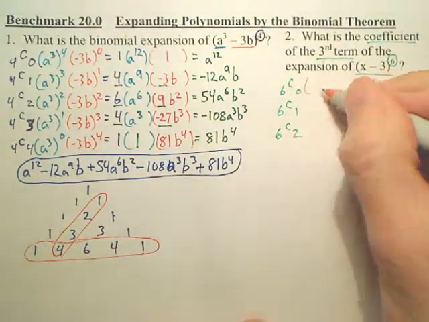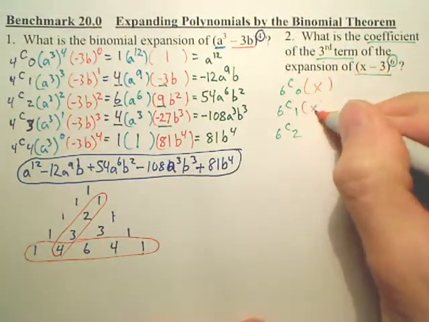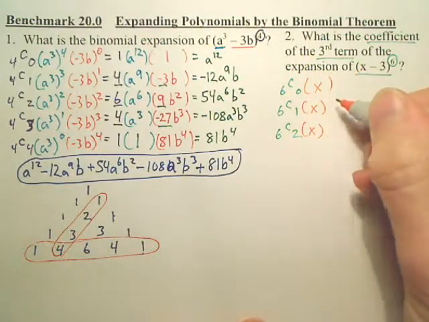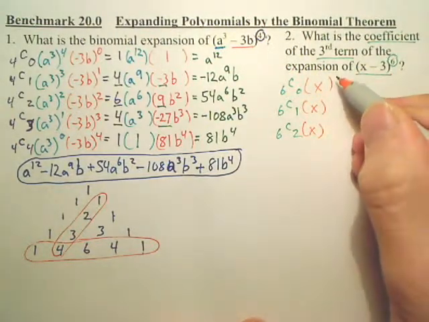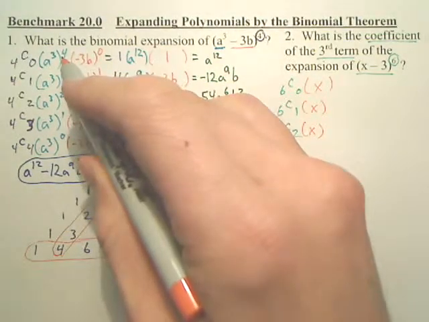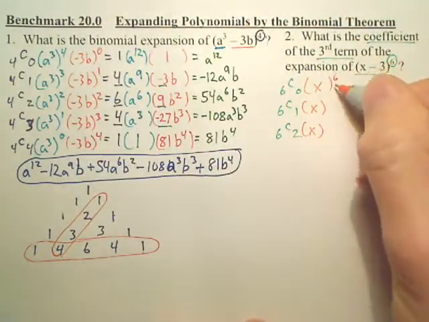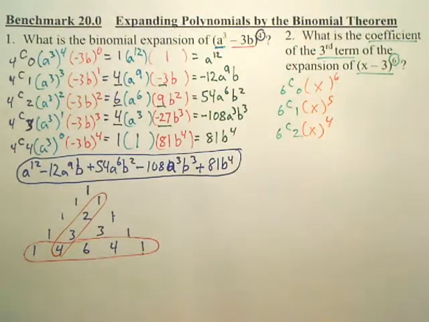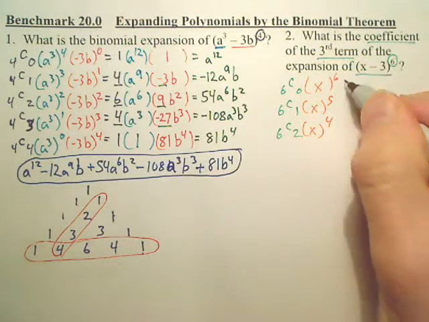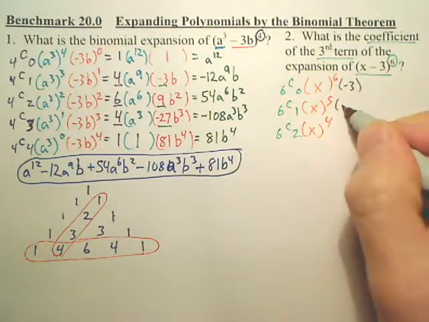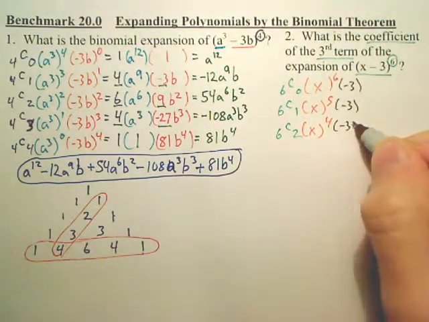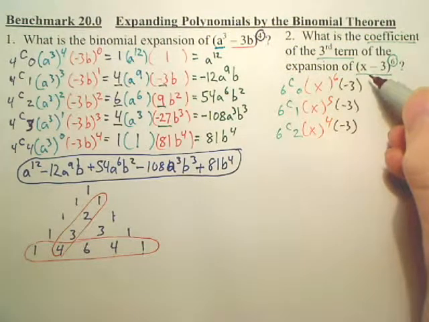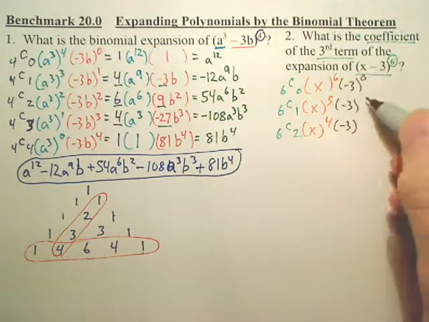Okay, our first piece is x. And then what do we start with, 6 or 0? Look over here, you start with the power, so you start with 6. Work your way down. And then for the next piece, you're going to take negative 3. And which power do you start with? You start with the 0.